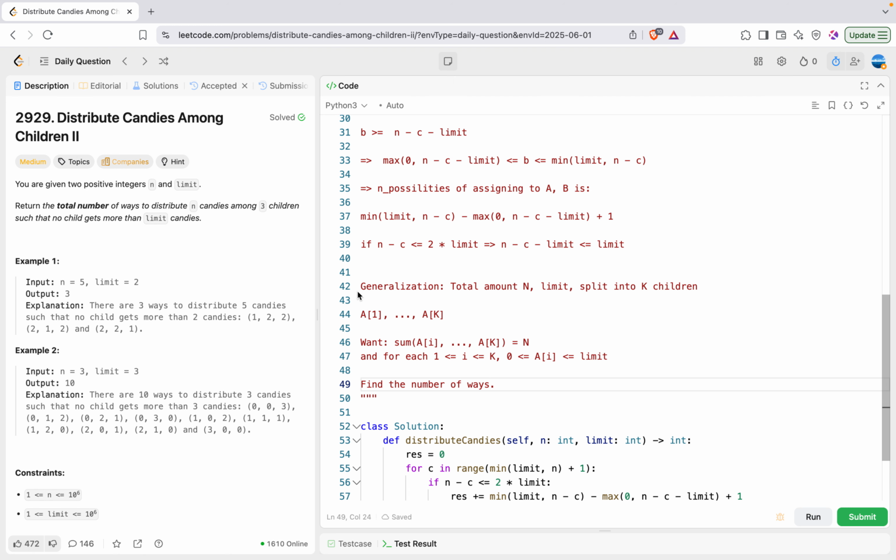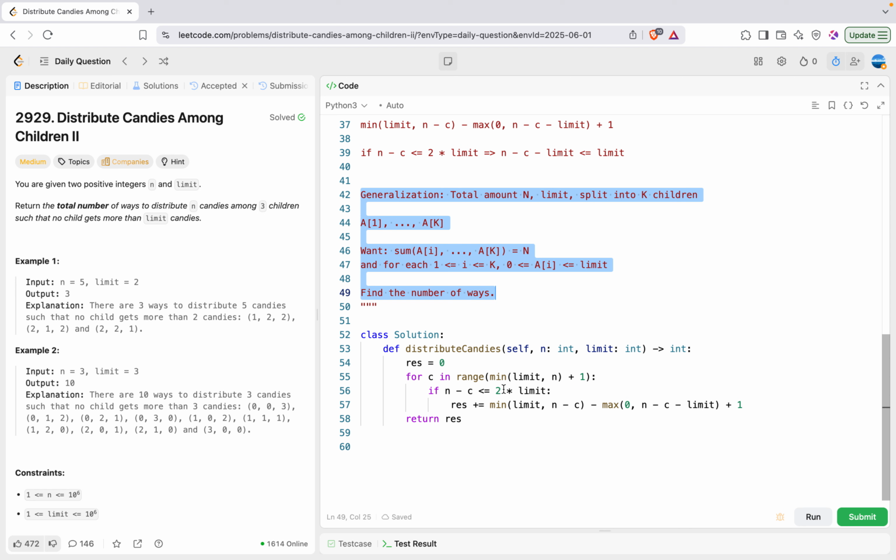If you are interested, you can look at some introductory combinatorics books. With that said, I guess that's it for the current video.